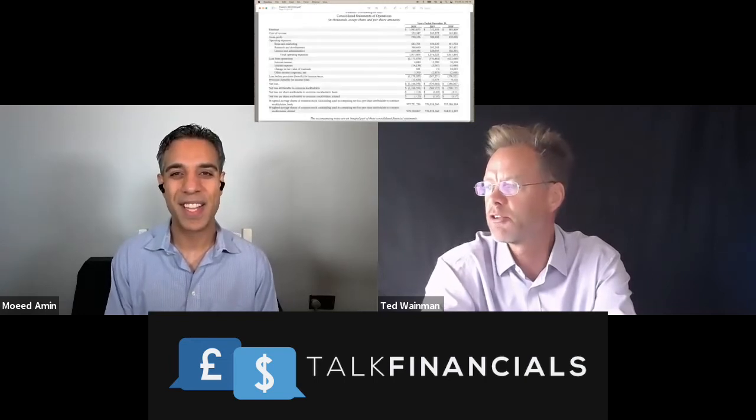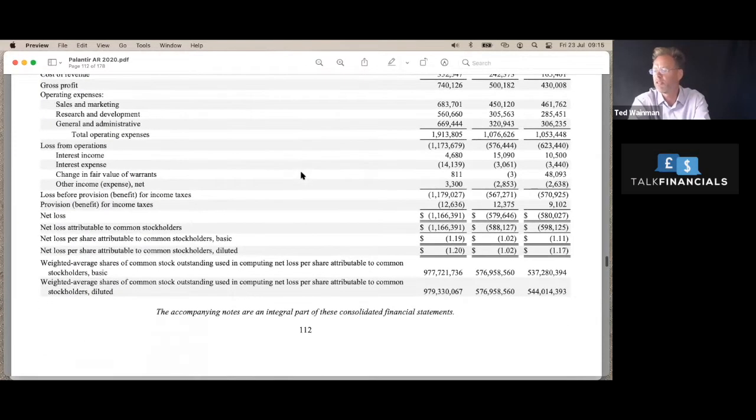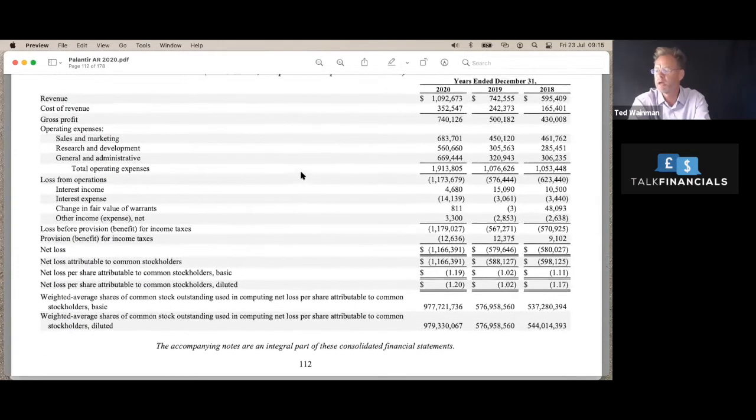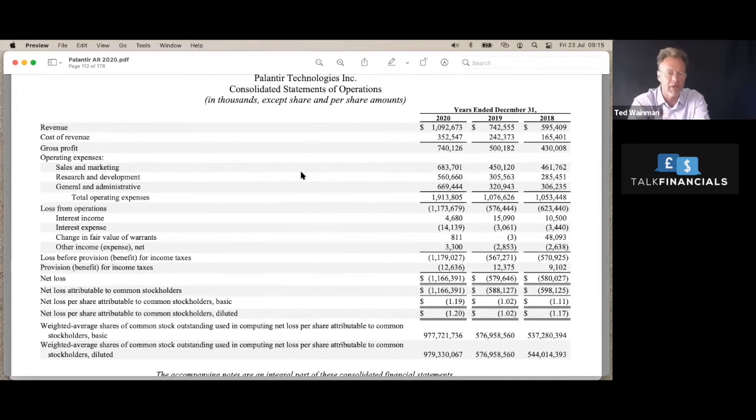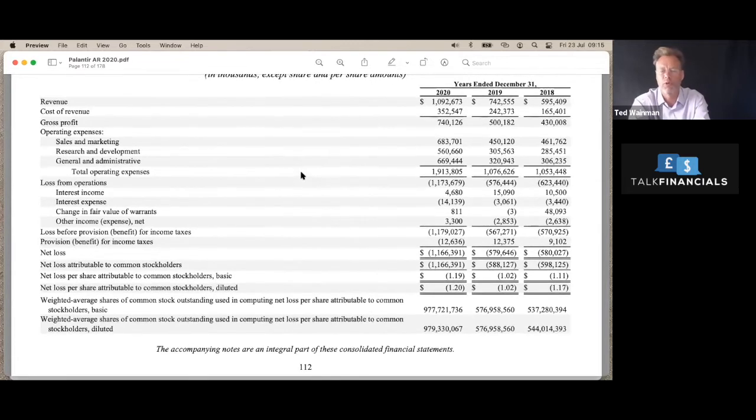However, let's go straight into the accounts. We will find the accounts for Palantir online, easily accessible, and the income statement starts on page 112. You've got to scroll through quite a few pages of corporate governance, etc., to get down to the main numbers that we are interested in.